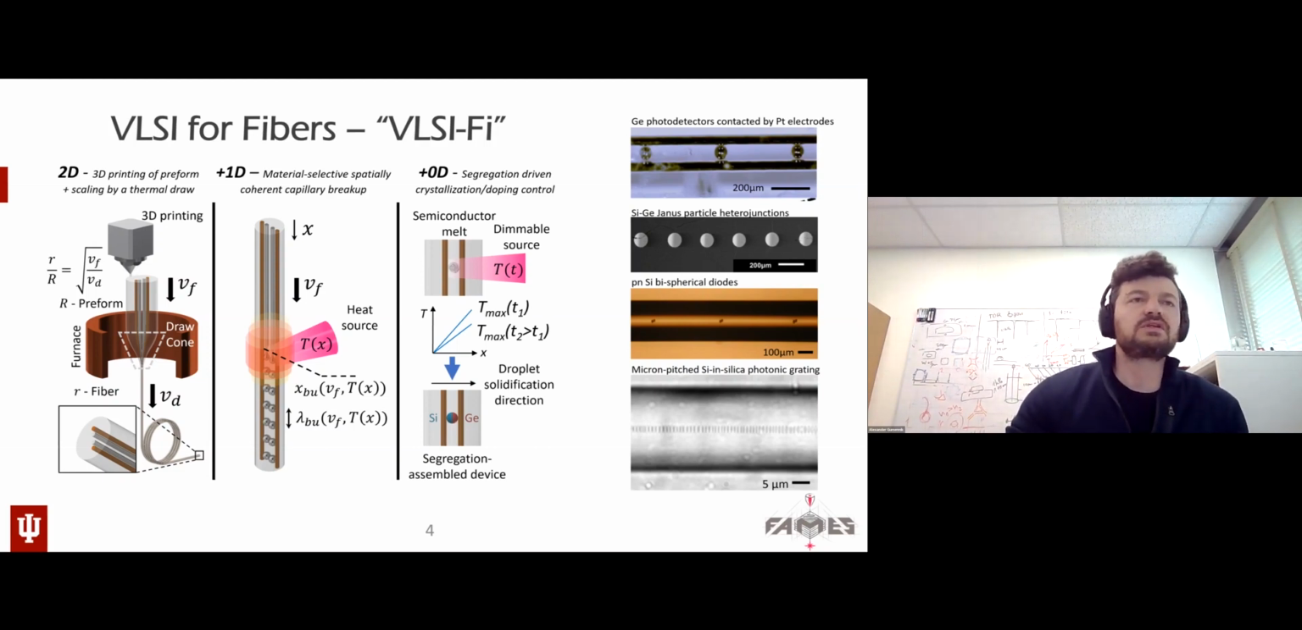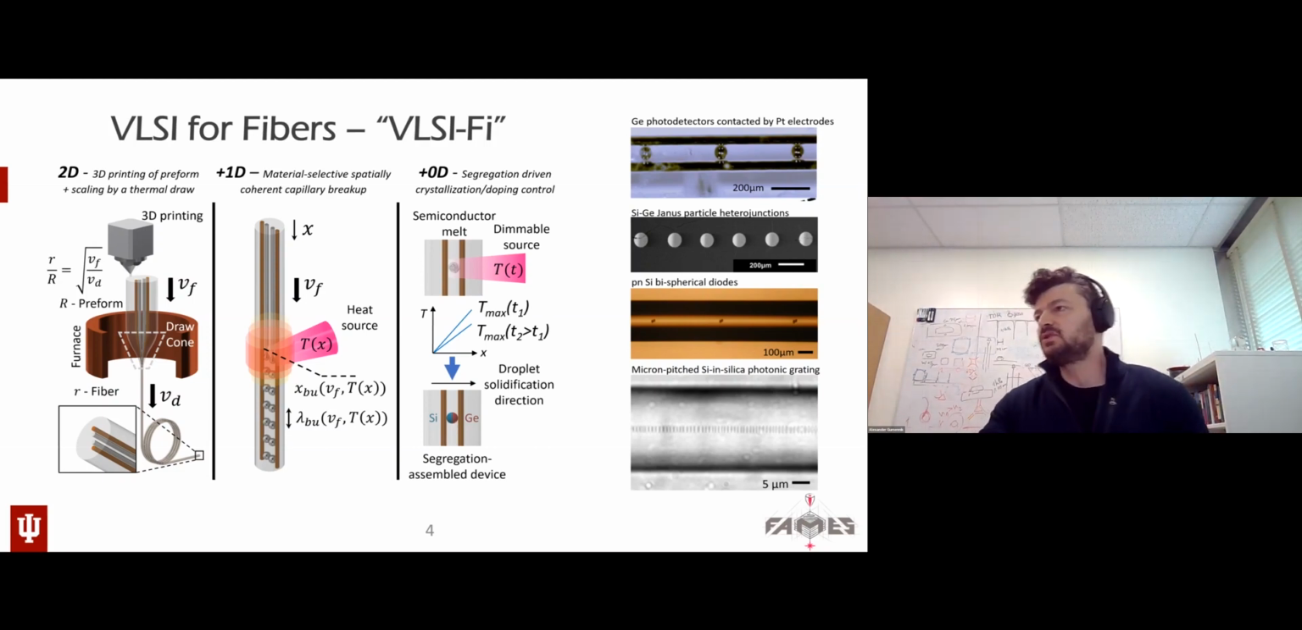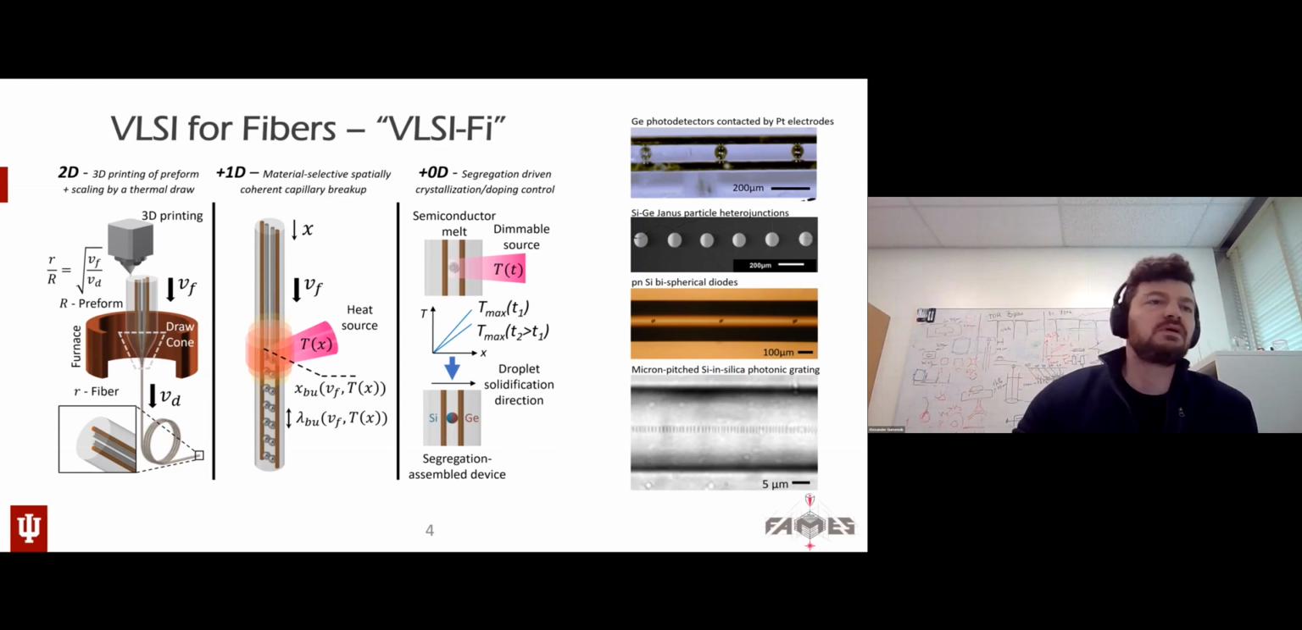But we do successfully process multiple materials within fibers to create structures that are typical of integrated optoelectronic circuits with dimensional control, doping control, and have demonstrated a library of devices from photoconducting photodetector arrays integrated in parallel, silicon germanium heterojunctions, silicon PN junctions, and also photonic structures like one-dimensional photonic gratings.